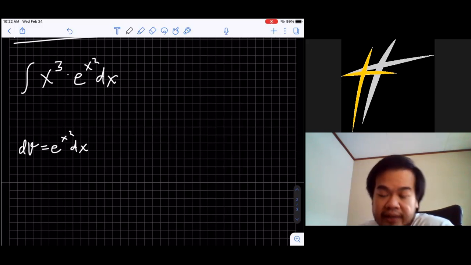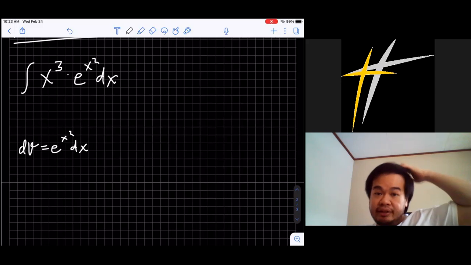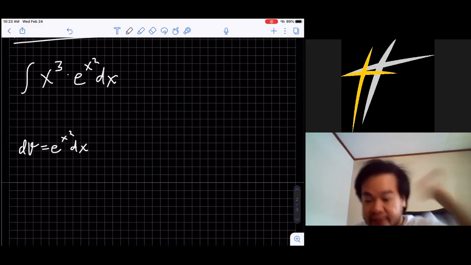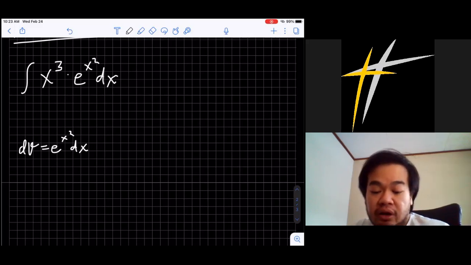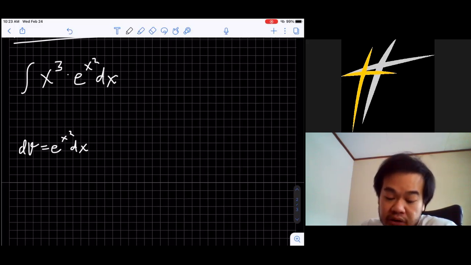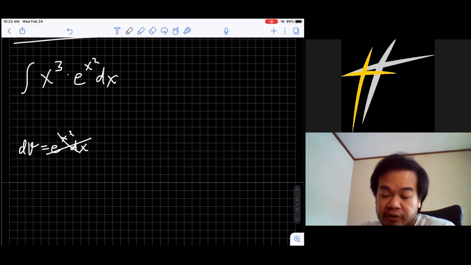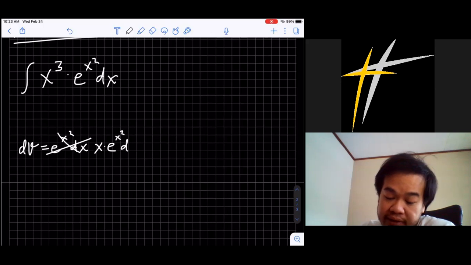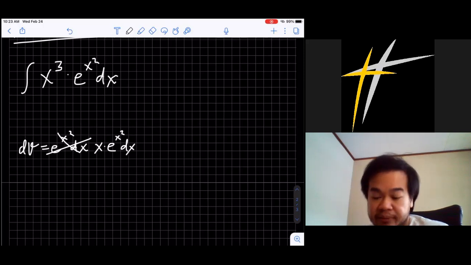So another variation that can be done is you can take several parts of the polynomial to be combined into the dv. So instead of e power of x squared, if I make dv equal to x times e power of x squared dx, then actually it's easy to integrate, right?